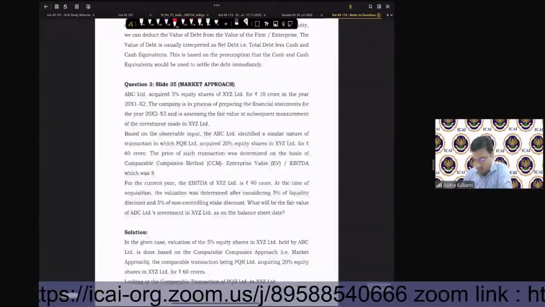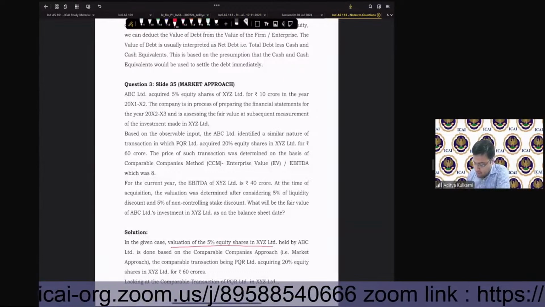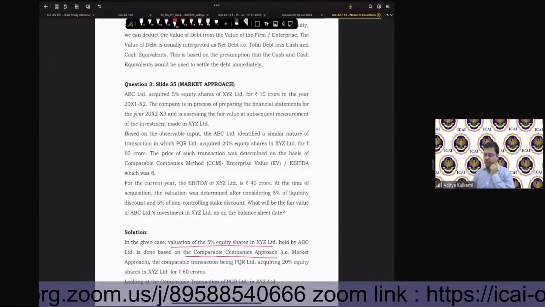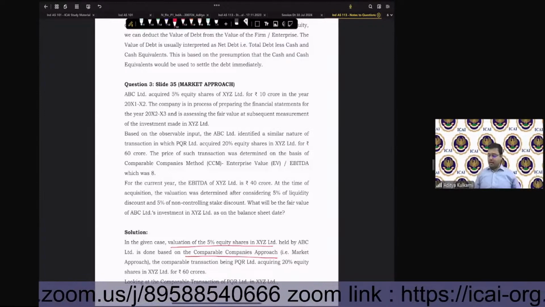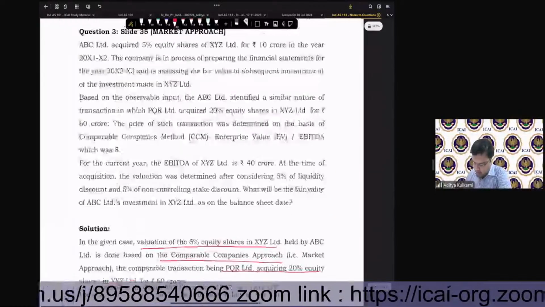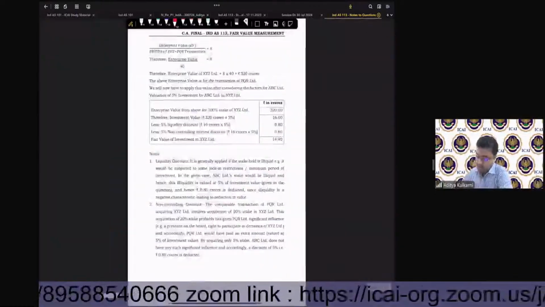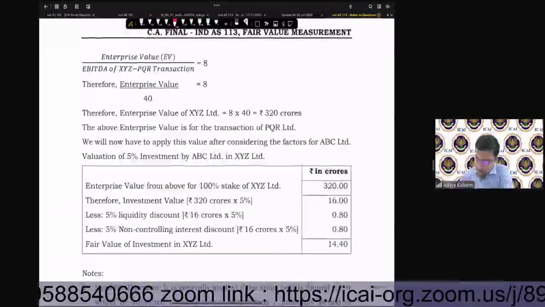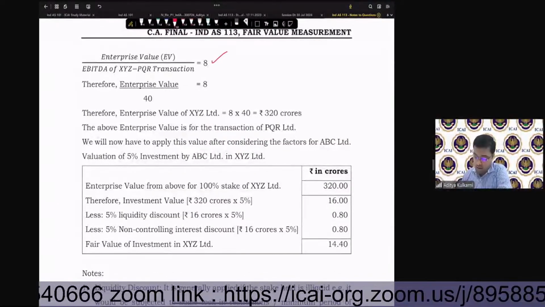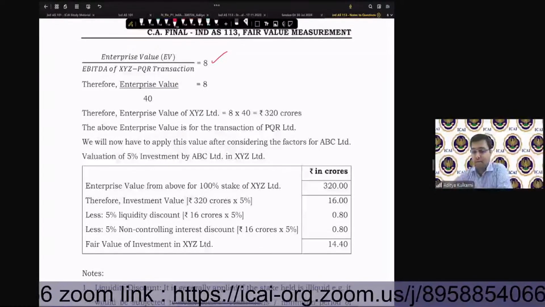In the given case, valuation of 5% equity shares in XYZ is done based on the comparable companies approach. The comparable transaction being PQR acquiring 20% equity shares in XYZ for 60 crores. Let us understand what is happening. EV/EBITDA that is given is 8. This is the comparable transaction.